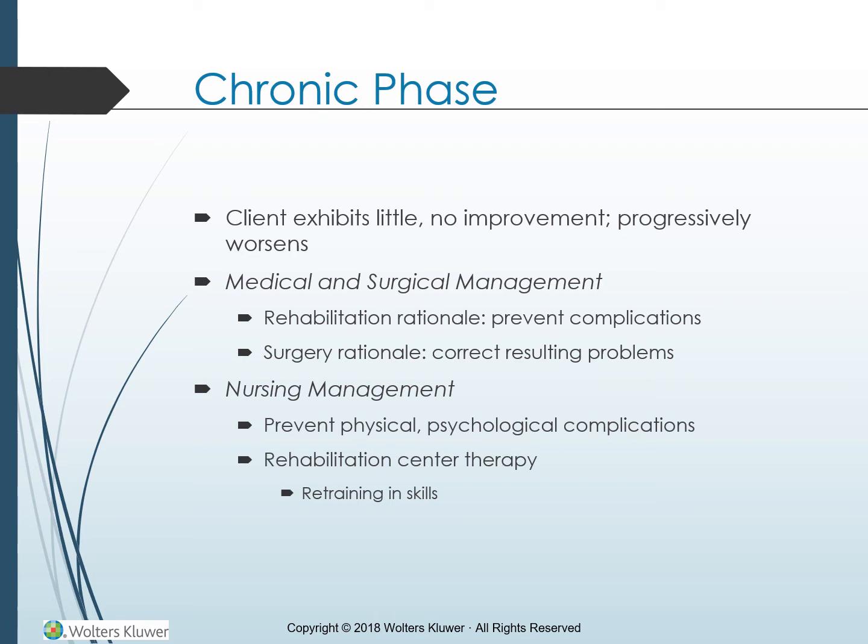Nursing management. Clients in the chronic phase are often admitted to a hospital for treatment of complications. They are also transferred to a skilled nursing facility or long-term care facility when family members no longer can manage their care or when the disease has progressively worsened so that skilled care is mandatory. Nursing management focuses on preventing physical and psychological complications. Therapy in a rehabilitation center may include retraining in skills such as using the telephone, handling money, shopping, using public transportation, maintaining a household, and vocational training.